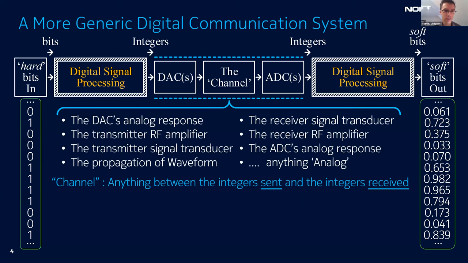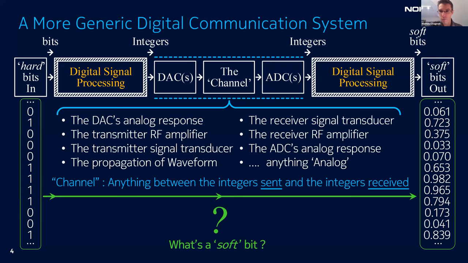It can include the analog response of the DAC, the RF amplifiers, the transducer. In fiber optic, we use transducers being Mach-Zehnder modulators that have their own quirks and characteristics. It can include, of course, the propagation of the waveform itself, anything that's analog between the integers that I send, that I control, and the integers that I'm probing, anything in between is in that channel. And I want to quickly talk about what we mean by soft bits here.